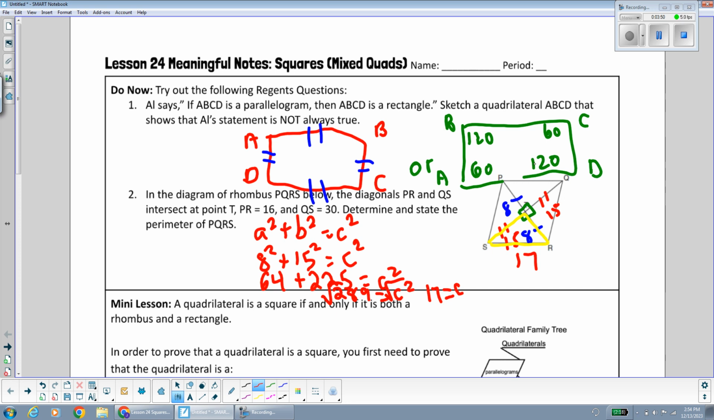And we know that this quadrilateral is a rhombus, and rhombuses are equilateral. So if this side is 17, all the sides of this rhombus are 17. So all I have to do is add up 17 four times, and I get the perimeter of the quadrilateral, which is 68 units.